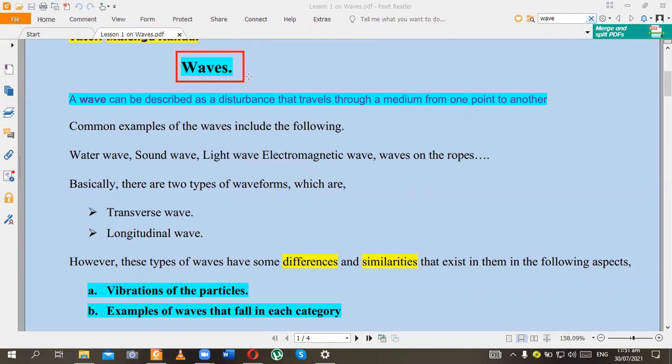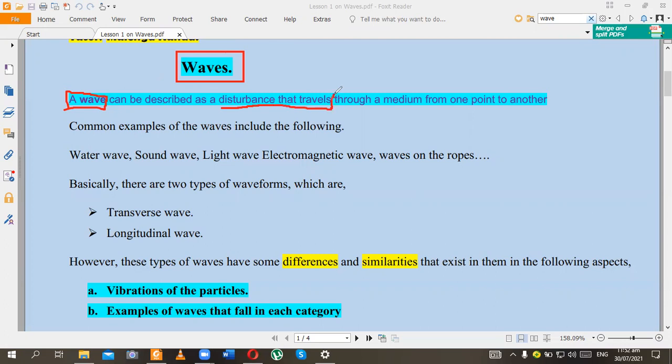To start with, allow me to give the definition of the word wave. Many scholars have defined the word wave in many different ways. This is the one that I thought would help us understand what happens when and where. The wave can be described as the disturbance that travels.